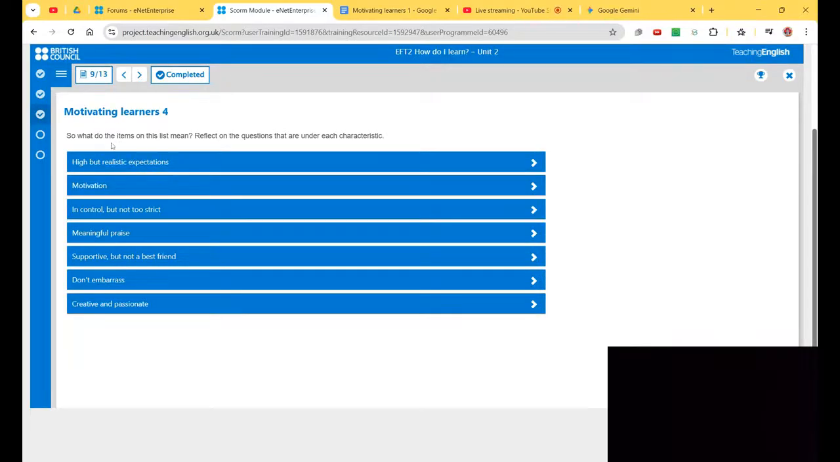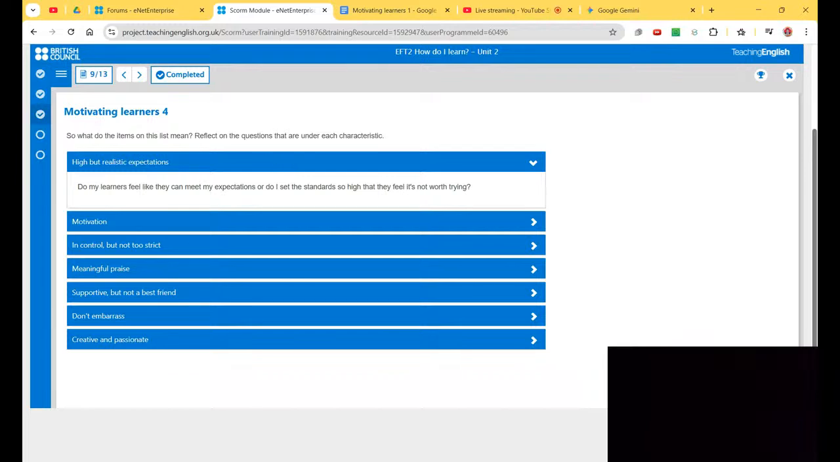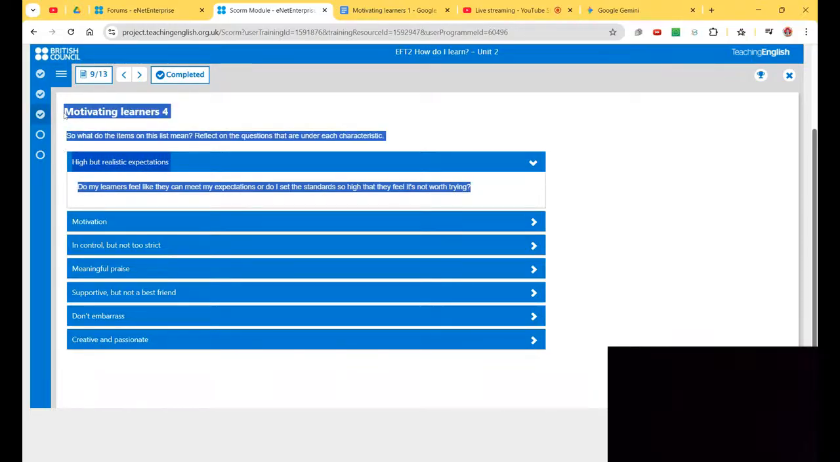Motivating learners four. So what do the items of this mean? Here are questions that are under each characteristic. High but realistic expectation: do my learners feel like they can meet my expectations, or do I set the standard so high that they feel it's not worth trying? Wow, this is very good.